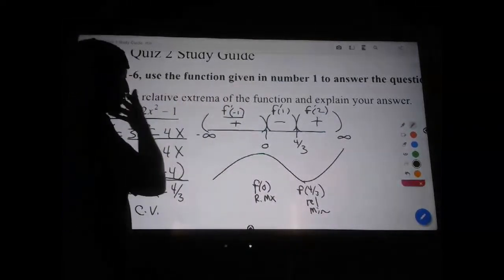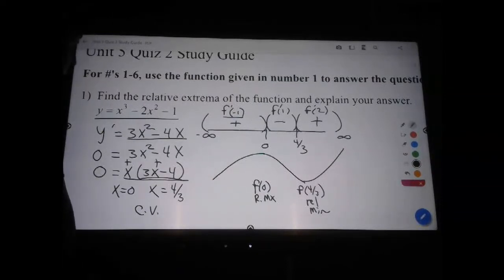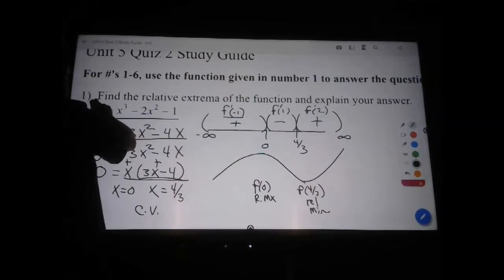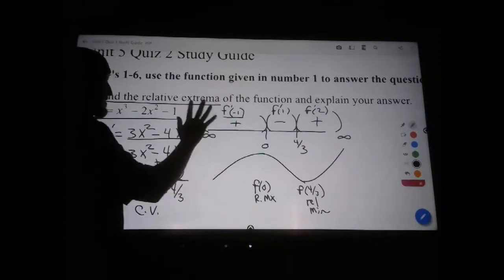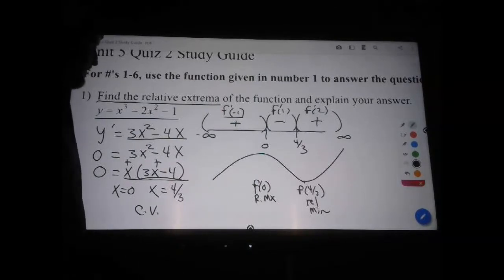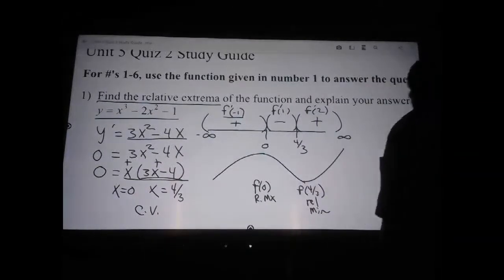Now, on your actual quiz, they may want you to find the y values. Let's see. It just says find the relative extrema, so that makes me think just y values, but they might want a whole point. So let's go ahead and work with that a little bit, just in case.